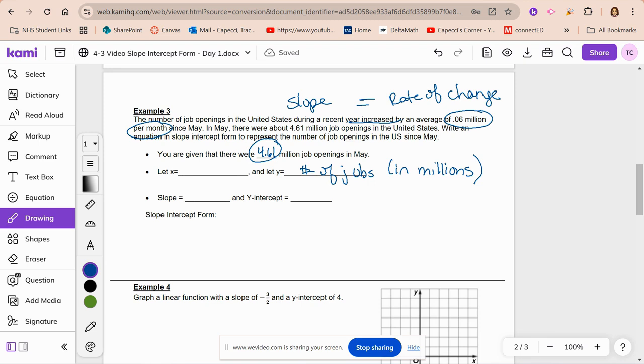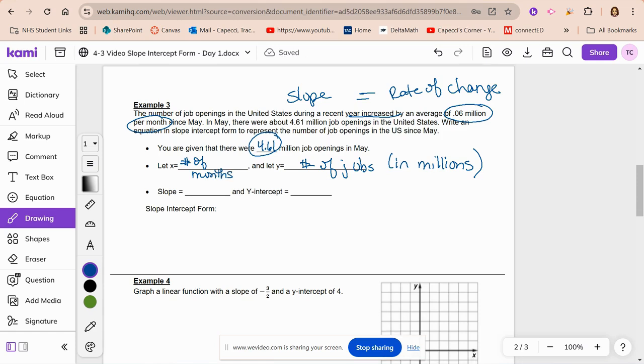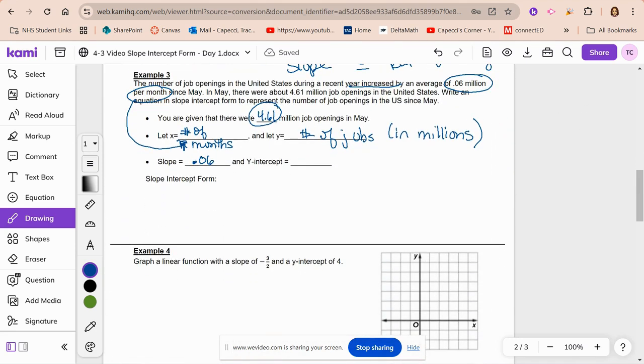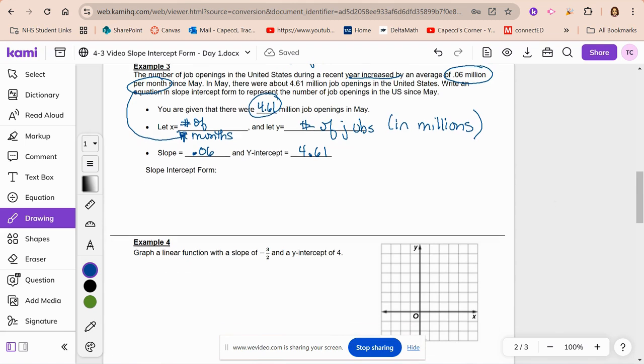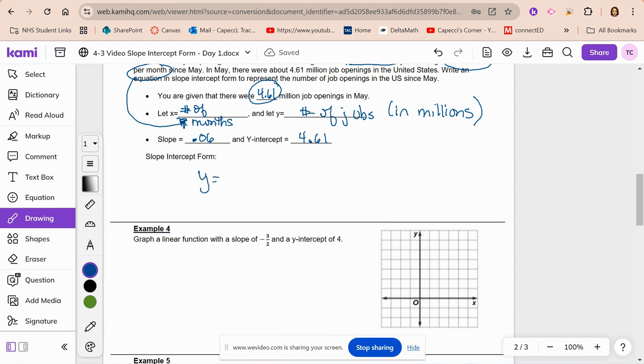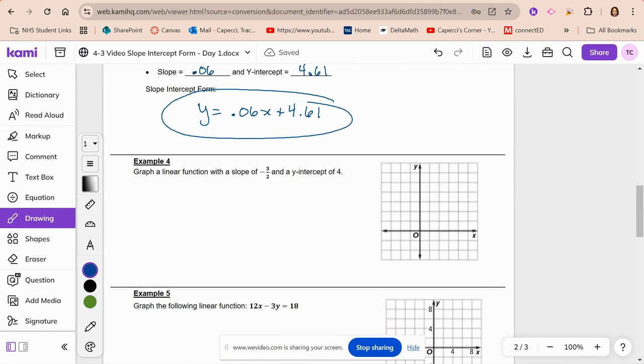Our x value is the number of months. We're going to take a look at that number of months, because we're going to take this rate of change, 0.06, and it said that's per month. So that ends up being right there. That's our rate of change, how things are changing. So in this case, my slope is going to be 0.06, right? That's how much it's changing per month. And my y-intercept is my starting point. So again, that's going to be 4.61. Now again, that's in terms of millions, but that's okay when we write our slope-intercept form. So we have y is equal to, my slope is 0.06 x plus 4.61. That's my equation in slope-intercept form.